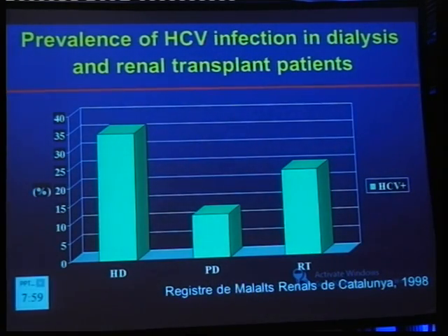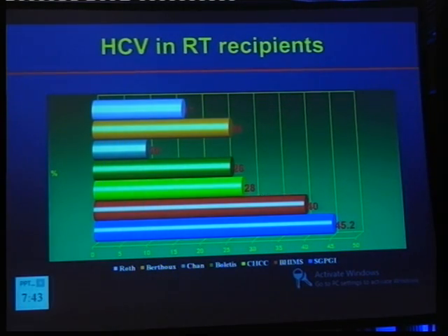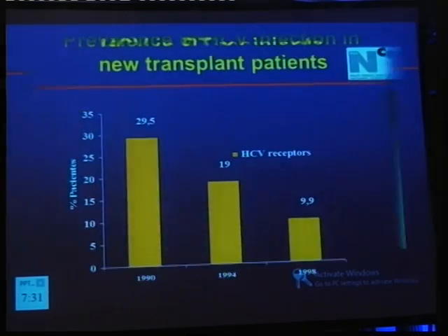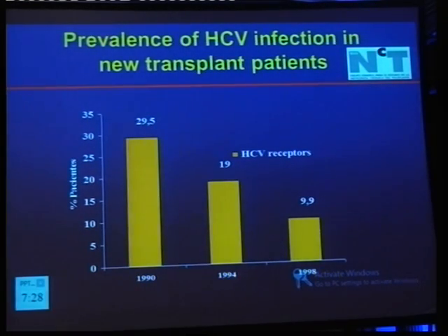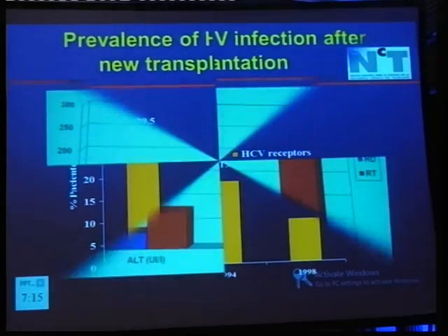Regarding the antibodies, as you can see, here is a comparison between the antibodies in hemodialysis, peritoneal dialysis, and transplant, with the highest incidence in the hemodialysis group. And here it shows that in transplant recipients, the incidence of antibodies in many studies is variable, from 17% up to 45%. And in this study, they found that in new transplants the incidence is decreasing, the same pattern as we saw before. It dropped from 30% to 10% in HSV positive recipients.